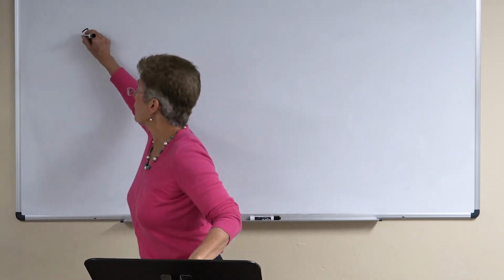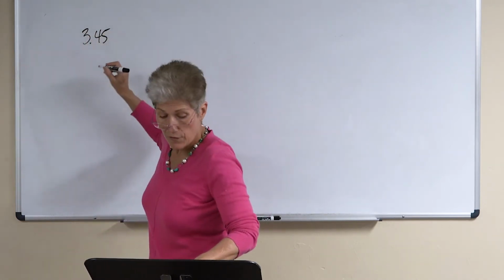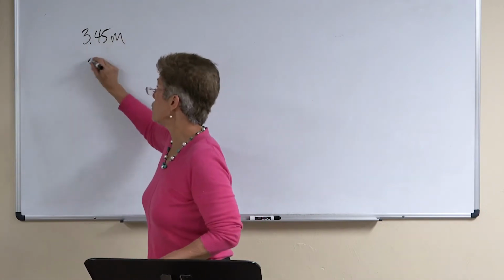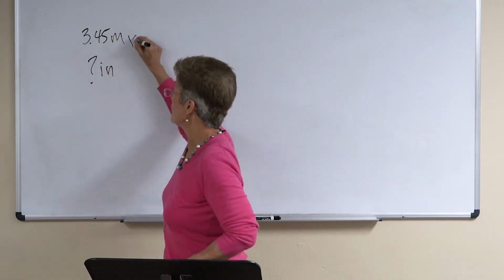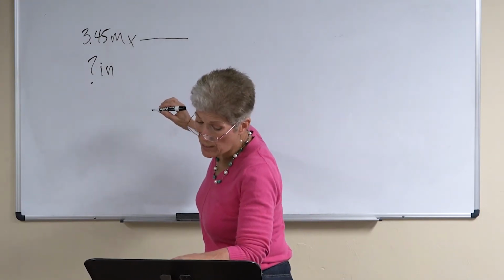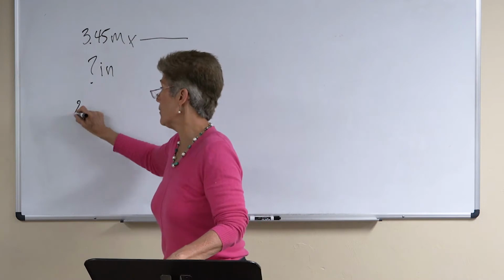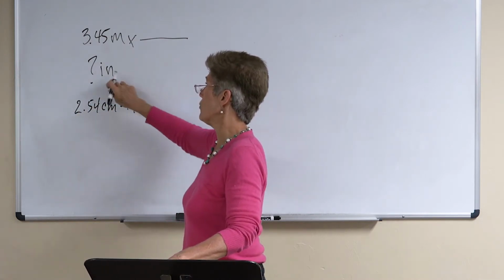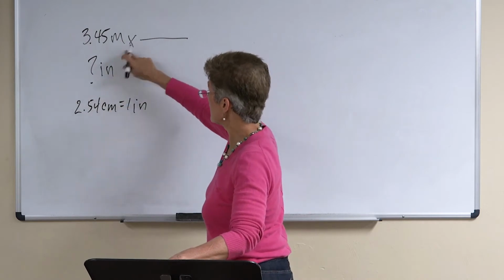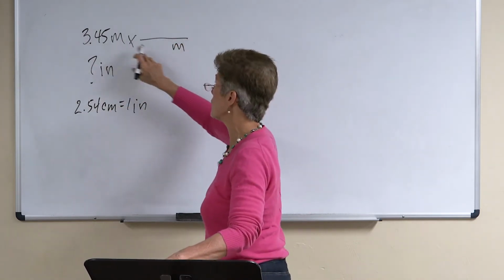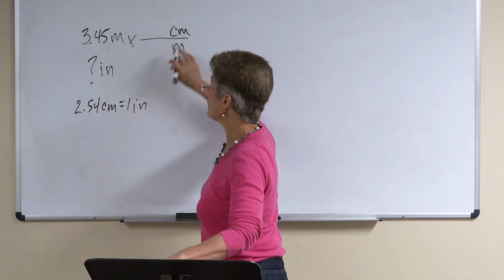Number 6, an object has a length of 3.45 meters. We want to know how many inches that is. Times line. Okay, I know we're given centimeters there. I'm going to write it here, 2.54 centimeters equals 1 inch. And we're trying to get to inches. So I'm going to take this to centimeters. So I'm going to put meters here, because whatever's on the top, that unit goes on the bottom so that they'll cancel. And I can get directly to centimeters.